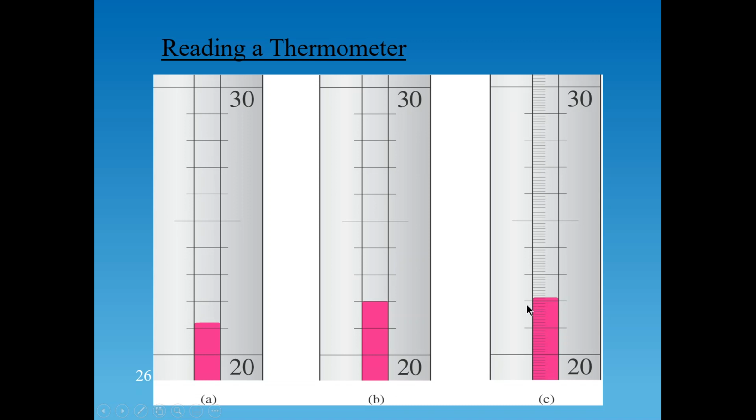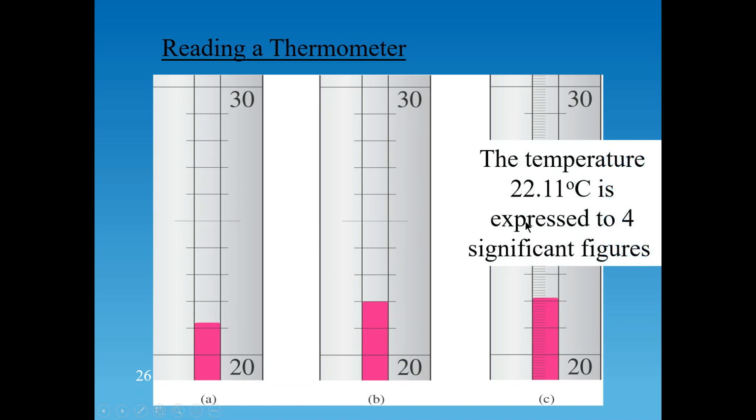And one could estimate it. In fact, by my estimation, I would say that this is 21.11, but another person could reasonably say this is 21.12, all right? So basically, in this case, the answer is 22.11, not 21, I'm sorry. So this could be 22.11 or 22.12. The actual temperature here is 22.11.